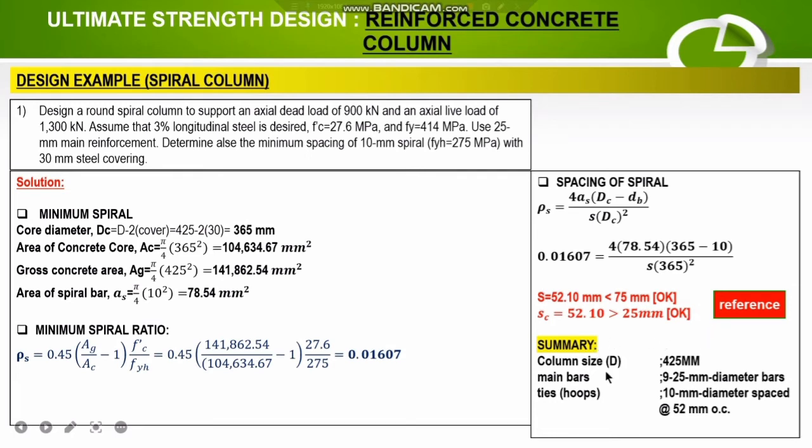So in summary, the column size, or D, the diameter of our round spiral column is 425 mm, and for our main bars, we need 9 pieces of 25 mm diameter bars as the main reinforcement or longitudinal reinforcement. And for the ties or hoops, no, it should be the spirals. So the spiral reinforcement should be 10 mm diameter, spaced at 52 mm on center. So these ties should be spirals, because we are dealing with a spiral column, so it's just a clerical error.